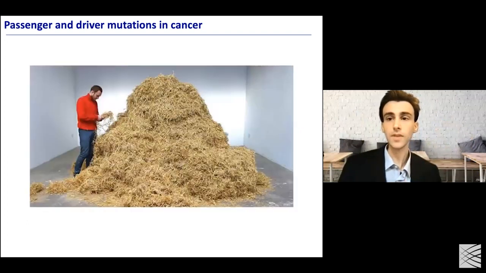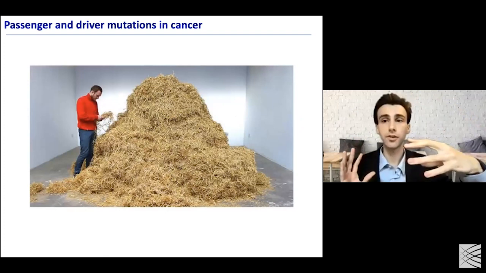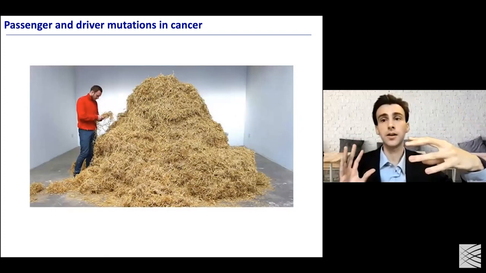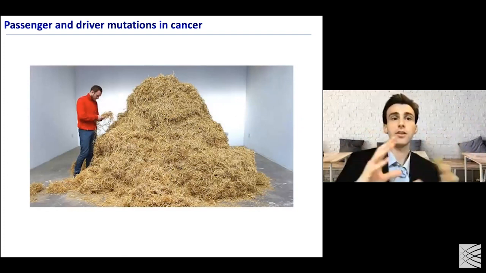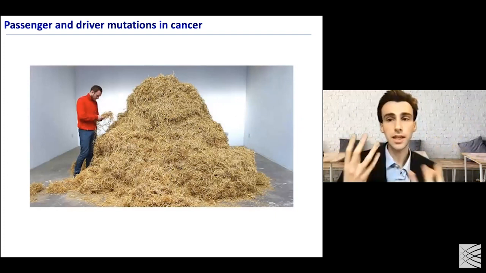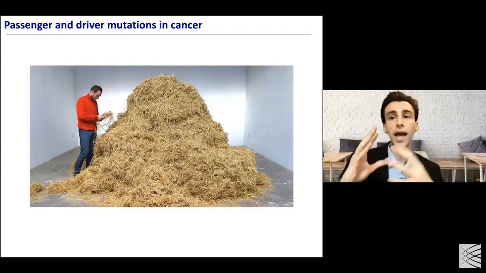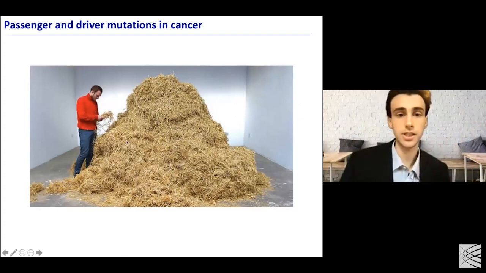And you can basically approach this problem from two angles. Either you can try to characterize the passenger mutations, or you can first try to characterize the driver mutations. And either way, you'll arrive at a classification of driver versus passenger mutations. But I think it's important to keep both of these components in mind, that they always go hand in hand if you want to have a reasonable detection of driver versus passenger mutations.